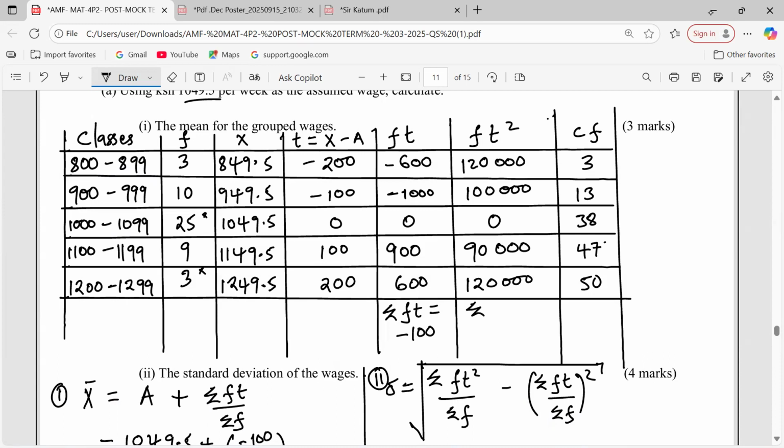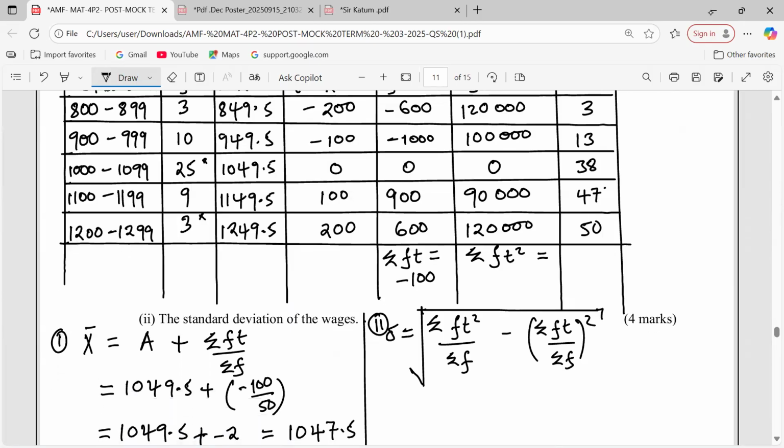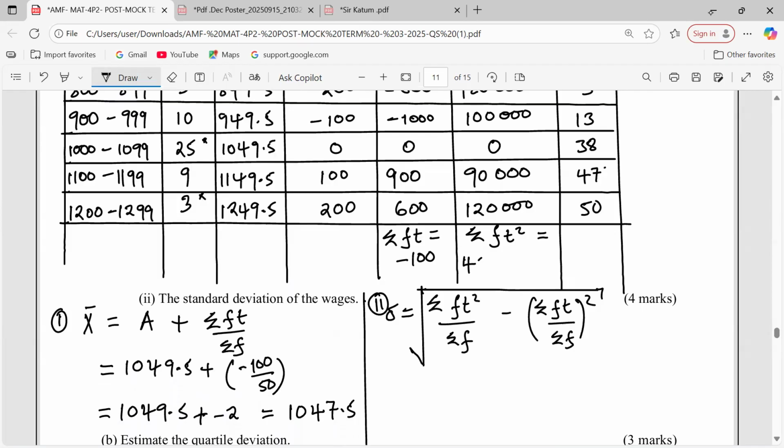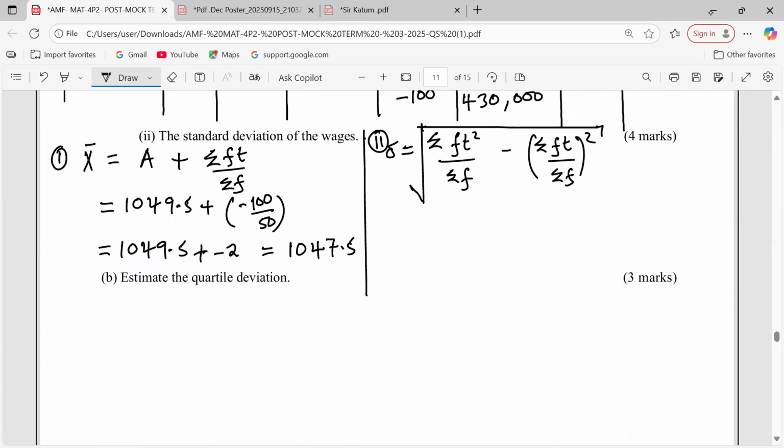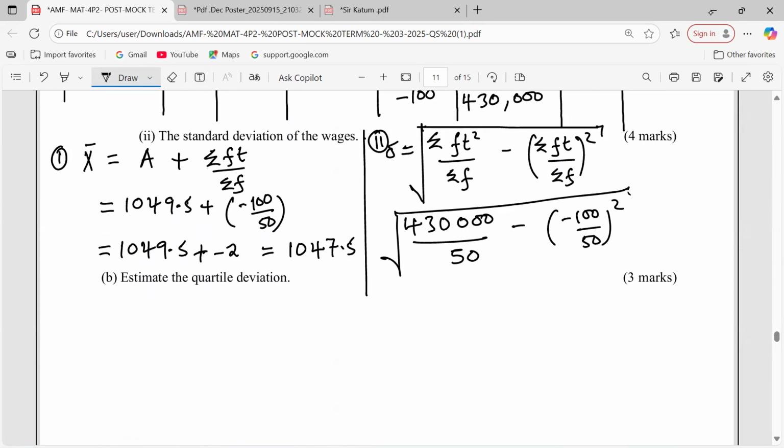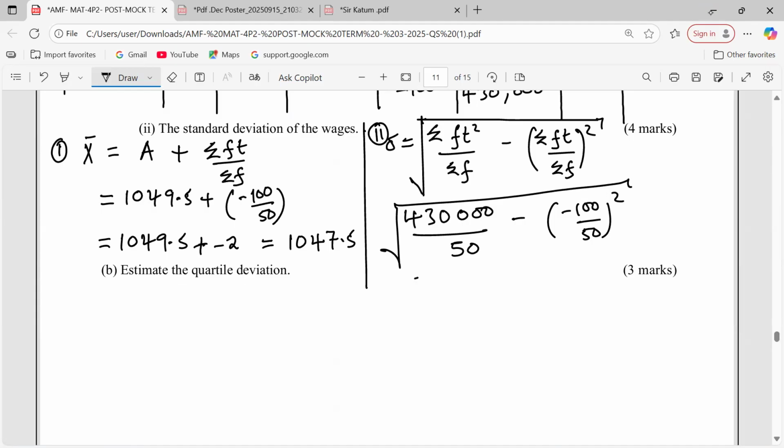So we add up now summation of f t squared. Adding up everything, we slowly and surely confirm the total as 430,000. So now we get to the formula: 430,000 out of 50 minus, this is negative 100 out of 50 because we had worked that out, and we square. Then we shall be obtaining the square root later.